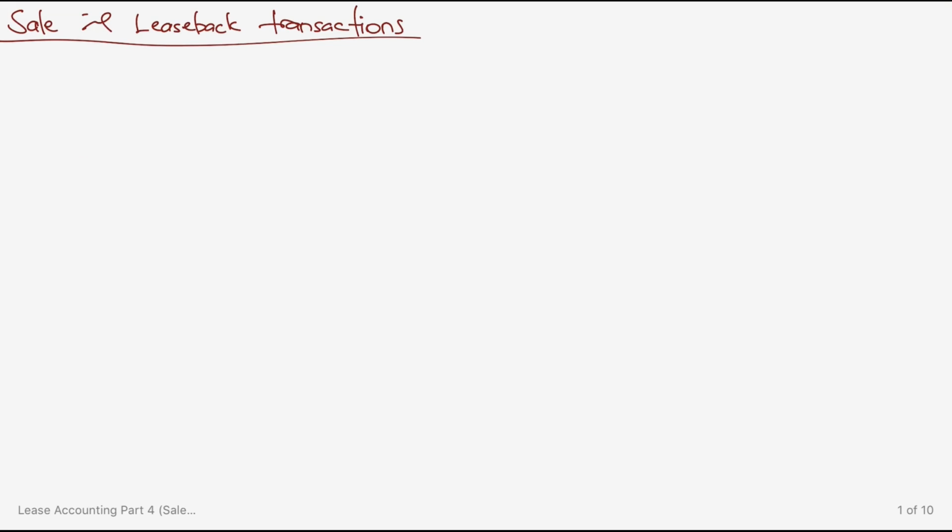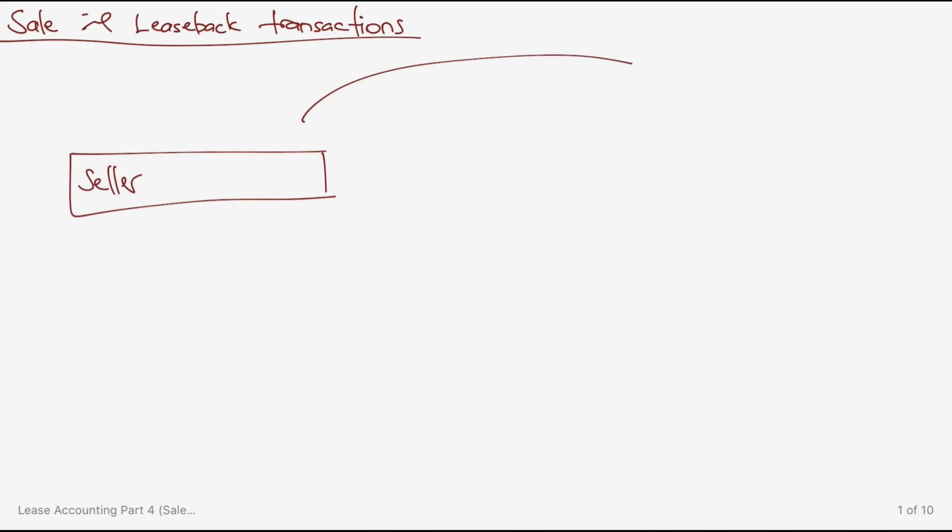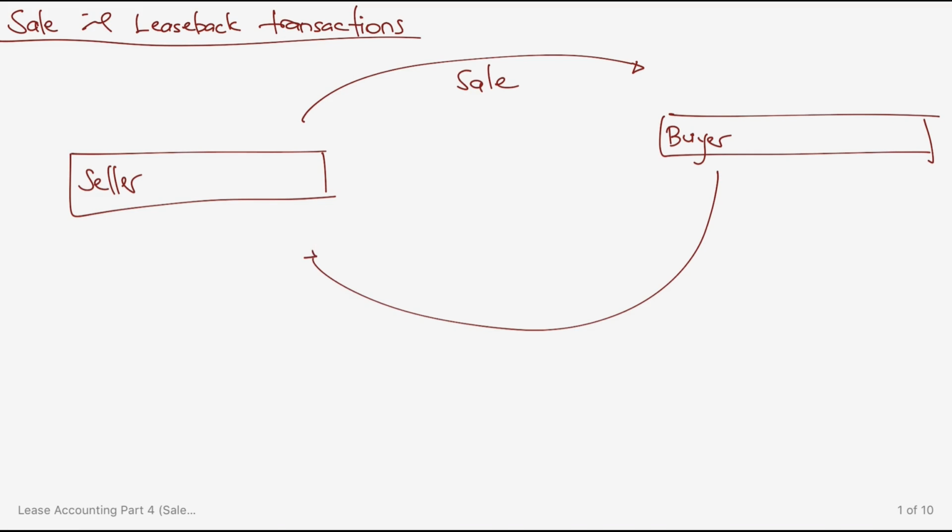Ibig sabihin dito, meron tayong one party which is yung tinatawag natin na seller. Okay? And then, ibebenta niya yung asset niya papunta doon sa tinatawag nating buyer, syempre. Okay? So, ito yung tinatawag natin na sale transaction. Ngayon, natawag siya na sale and leaseback transaction because apparently here, the seller wants to lease back the same asset from the buyer.